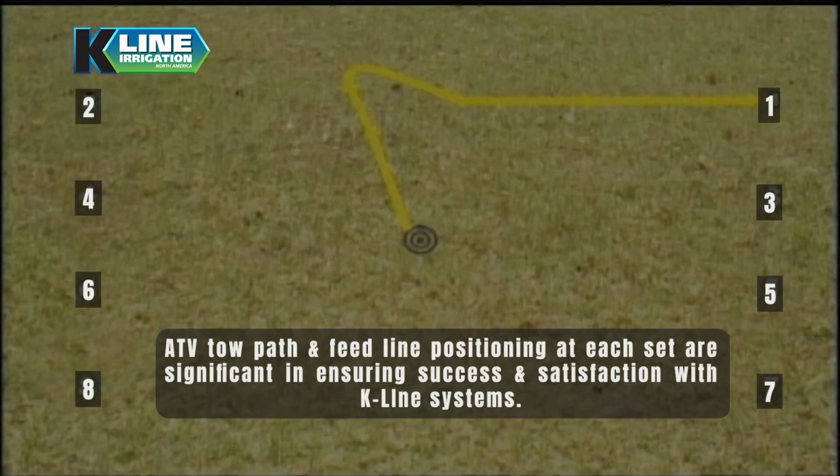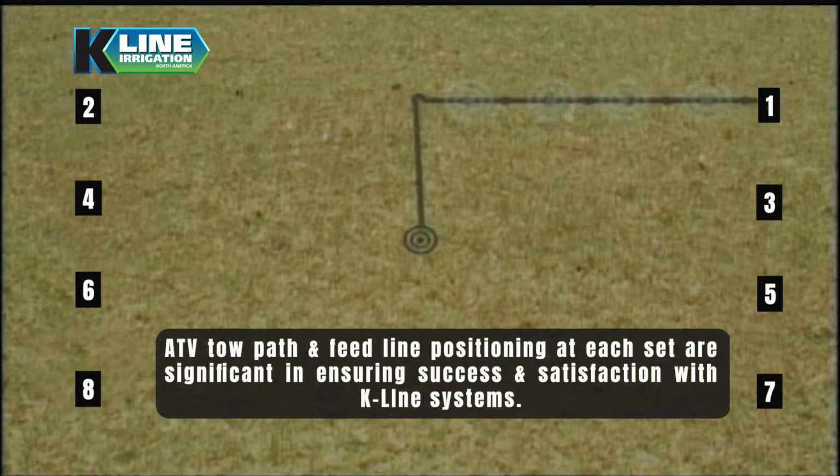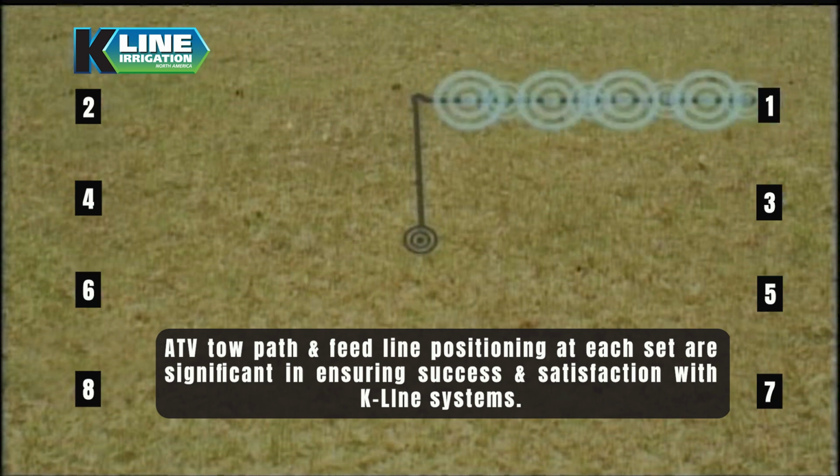Now, let's have a look at how this K-line system would be relocated and reset for each set of this irrigation sequence.